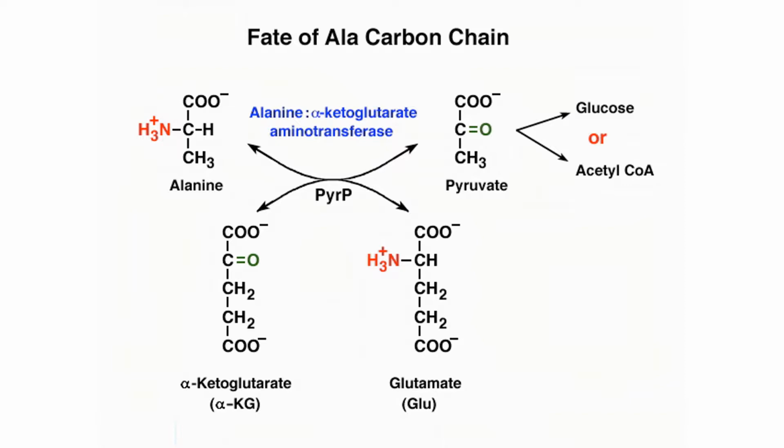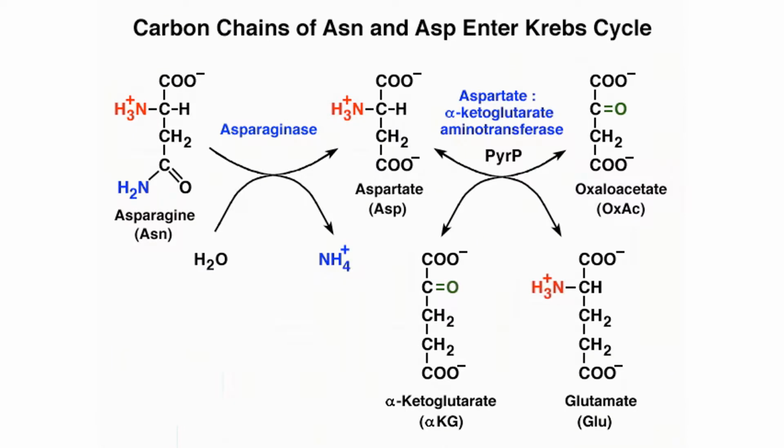Glutamate can be formed from alpha ketoglutarate and ammonia. It can then go on to donate the alpha amino group to form any of the other 19 amino acids in transamination reactions.